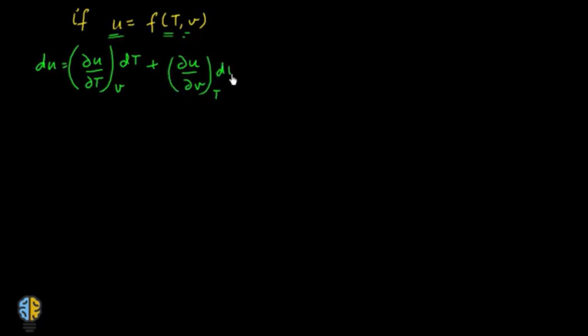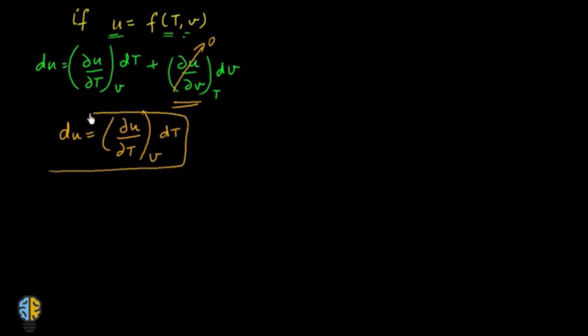temperature into dV. Now we know that this term is equal to 0 because the internal energy will not change as the volume changes if the temperature remains constant. So this is a given value to be 0. So this means that dU is equal to ∂U/∂T at constant volume into dT. So this is an expression that you get.